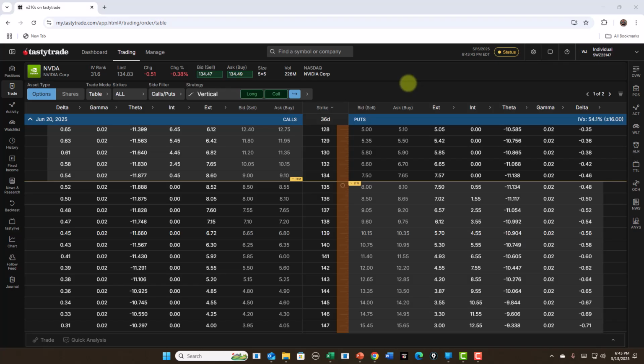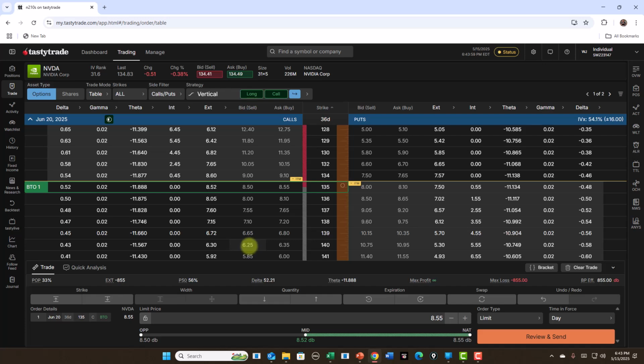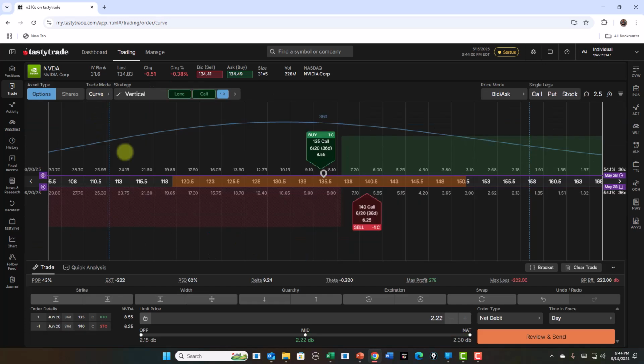But the thing that I wanted to show you is this. I'm going to use NVIDIA. The stock closed almost at 135. So I'm looking at the options here with 36 days to expiration. And let's just say hypothetically that we buy the 135 strike and sell the 140. So I'm going to go over to the curve, and here we go. So one cool thing is I can grab these little flags right here. I can change the strikes right there on the fly and look at all kinds of what-if scenarios.